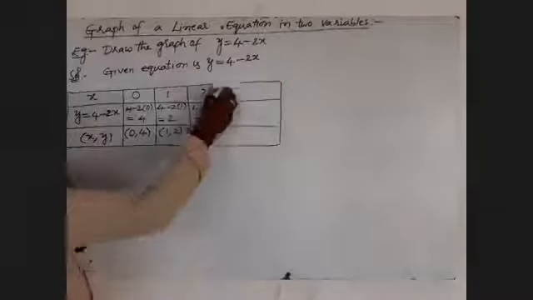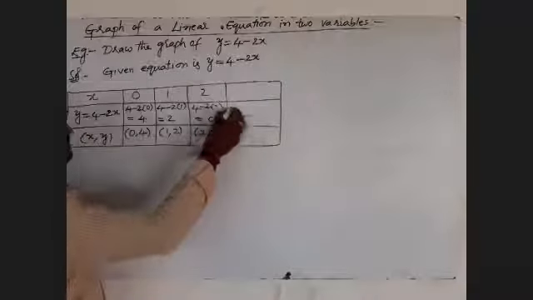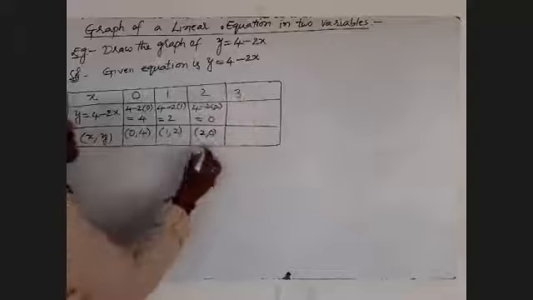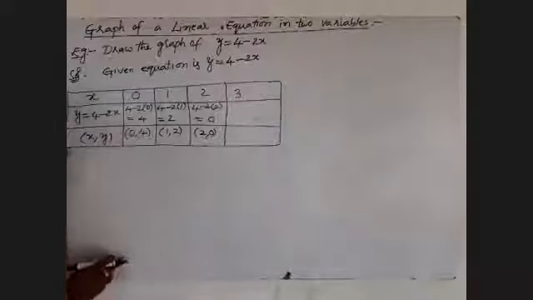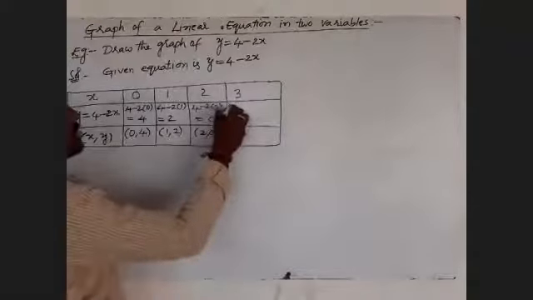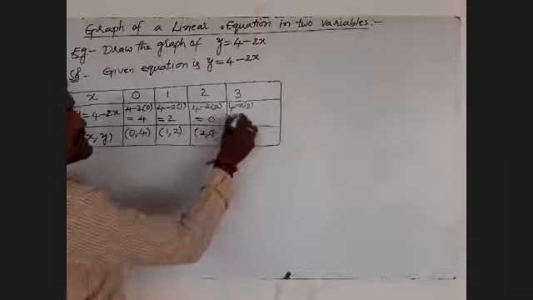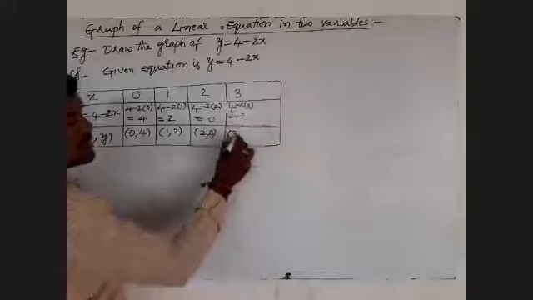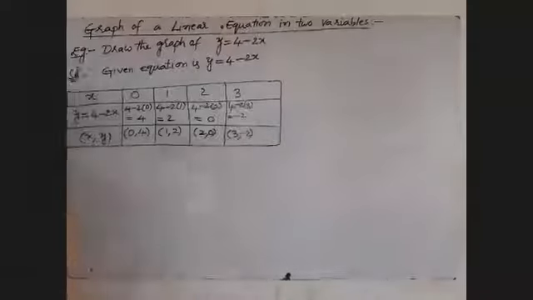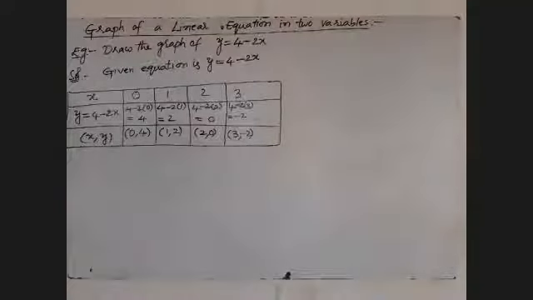After that, we will take the point 3. We have to substitute x is equal to 3. I will write 4 minus 2 into 3. That means 4 minus 6 is nothing but minus 2. That is, the point is 3 comma minus 2.